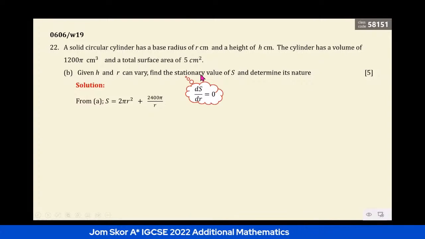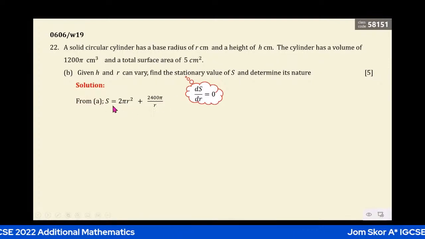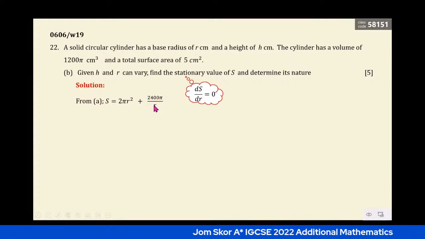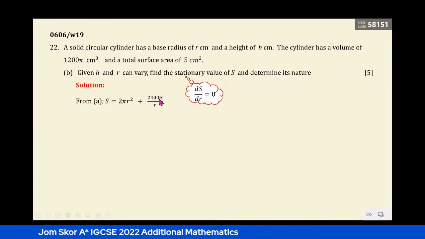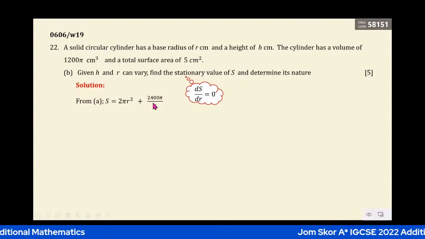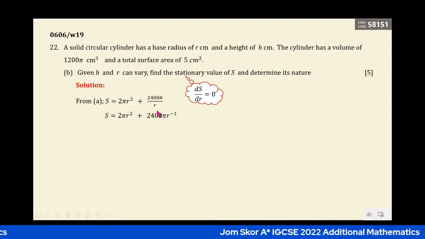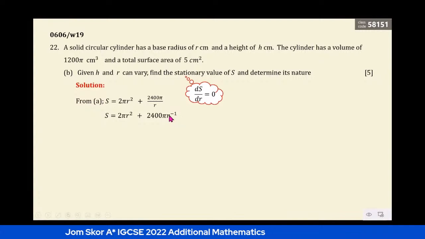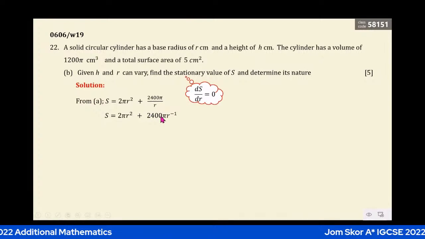Okay, it's equal to 0. So what you need to do is to find ds/dr. So your S is this. If you look at this, R duduk dekat bawah ni kan. Okay, so even though this is a fraction, 2400 pi is a constant. Alright, dia constant je dekat atas ni. So you can put R to the power of... R ni duduk kat sebelah sini. So dia akan jadi R to the power of negative 1. So ini adalah coefficient of R to the power of negative 1 lah. Dia duduk depan ni. Okay, alright.